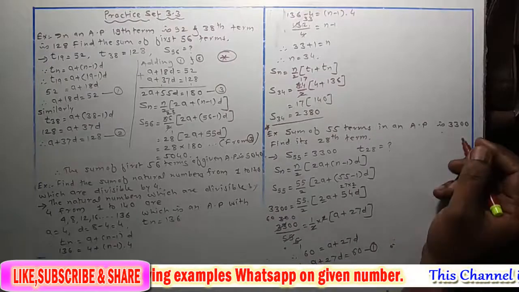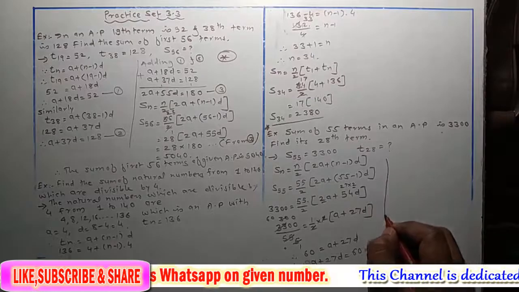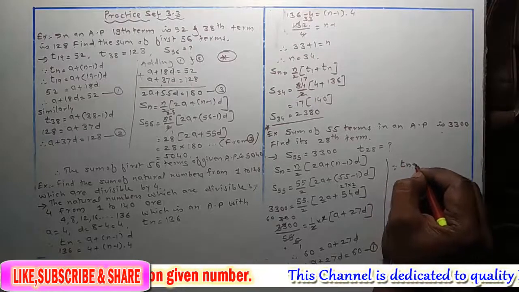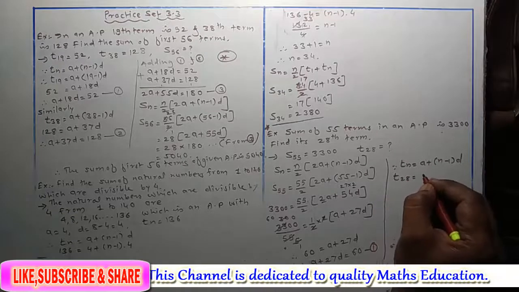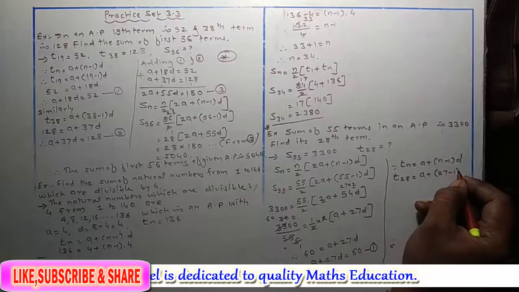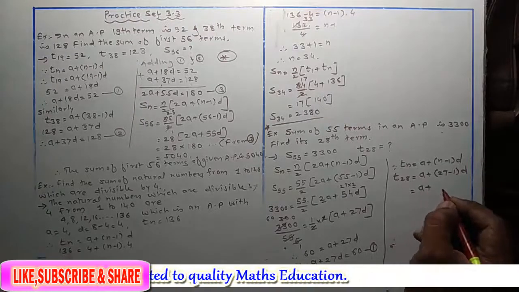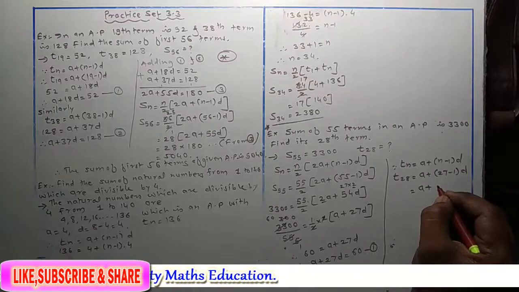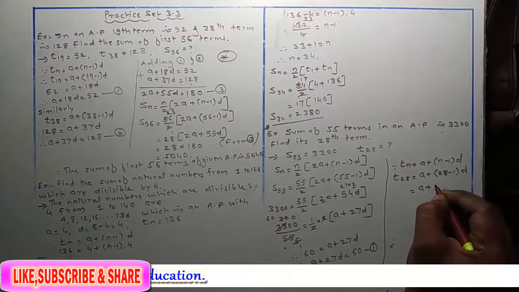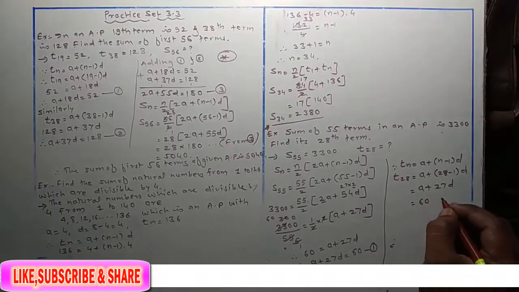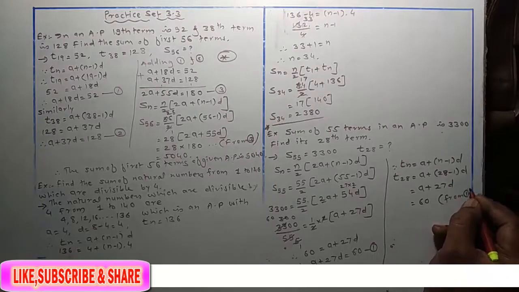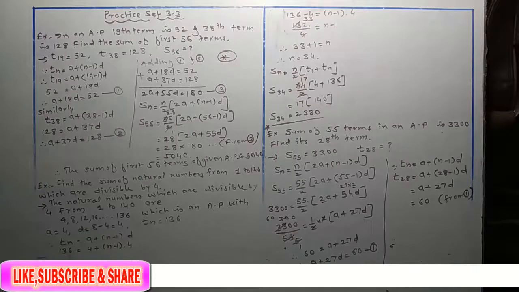Okay, now we have to find the 28th term. So we have the formula Tn is equal to a plus n minus 1 into d, and therefore T28 is equal to a plus 28 minus 1 into d, that is 27d, and a plus 27d is nothing but 60. This is from equation number 1. So T28 is equal to 60. So in this way we have to solve this example.